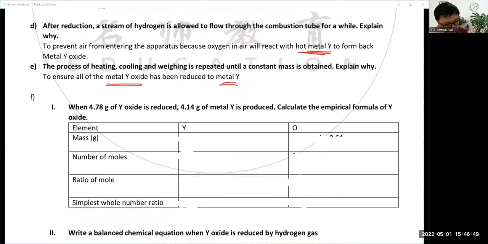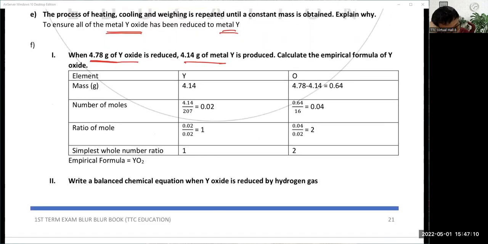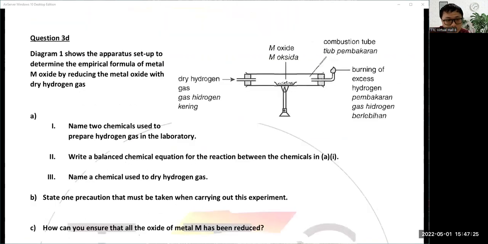Then you try to calculate. This is Y oxide, this is Y. So Y is 4.14. For Y oxide, you have to minus off the Y. So it's 4.78 minus 4.14. Then find the number of moles for both. So you can see the ratio is 1 to 2. So the empirical formula will be Y and then 2 O, YO2. So write a balanced equation. I've got YO2, plus hydrogen gas. It will take away the oxygen and become H2O. Then we balance the equation, 2 here, 2 here. Okay, then we go to the last question.